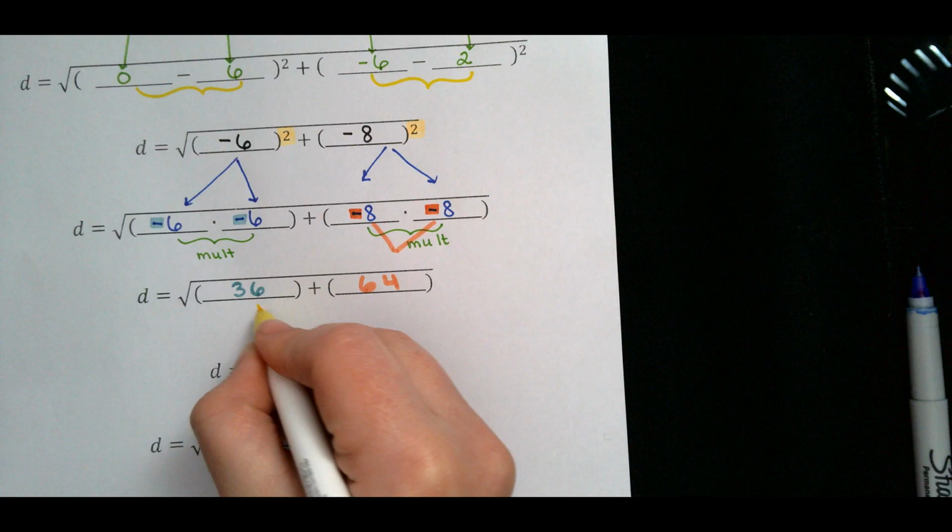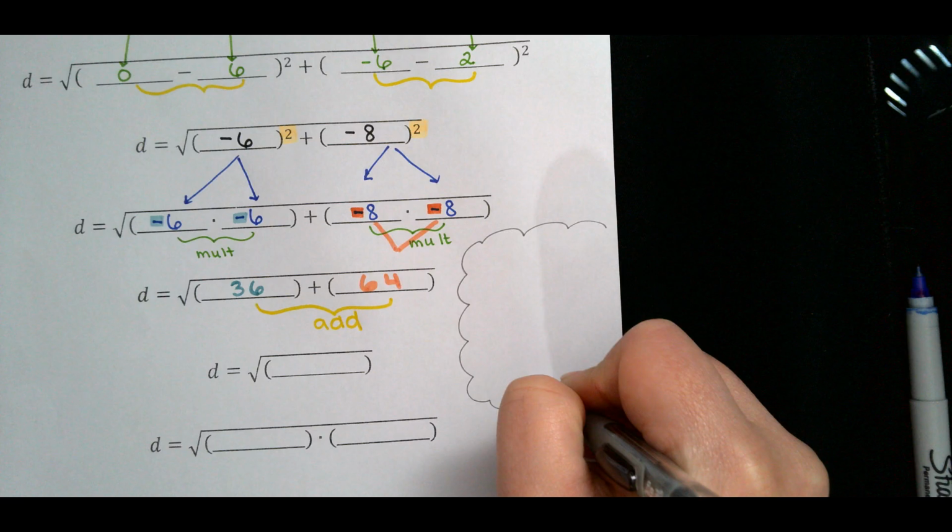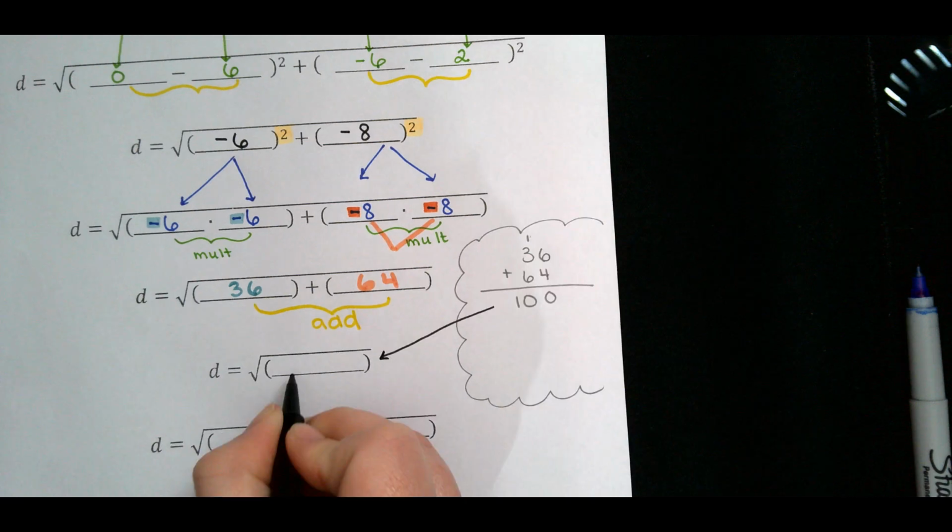Don't let that scare you. If you want to, you can do this off to the side. Let me do this off to the side. I'll put this in a little bit of a thinking bubble. We can have 36 plus 64. I add them together. Taking a look at our cheat sheet, find the square root of 100.